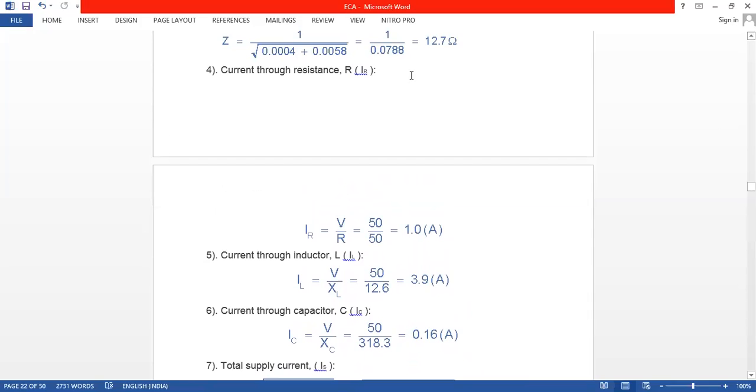What is that formula? I am writing here. I is equal to V divided by Z. Yes or no? V is how much? 50 divided by 12.7. You will get 3.9. That is okay. 3.9 amperes. I have written here.